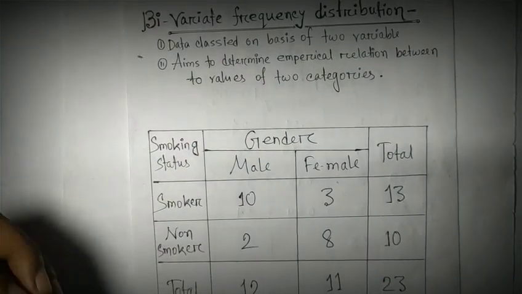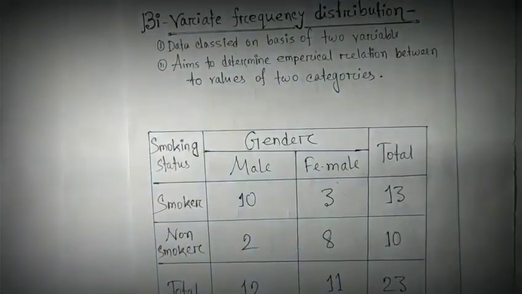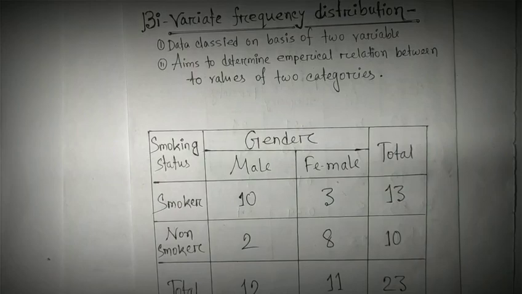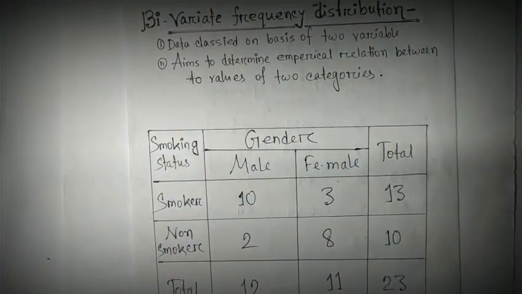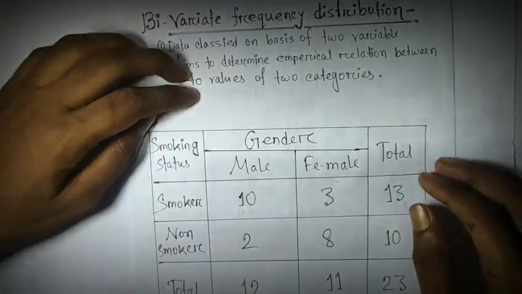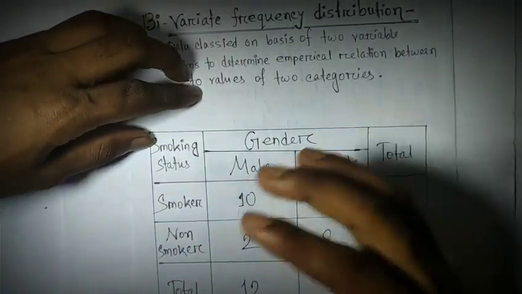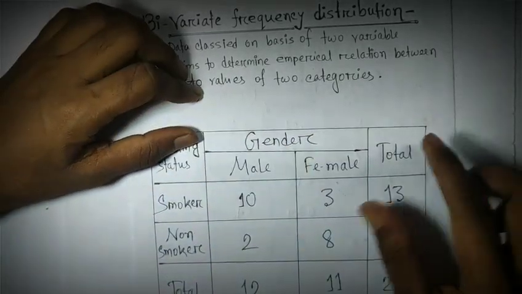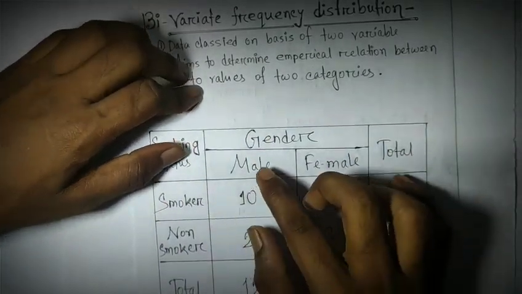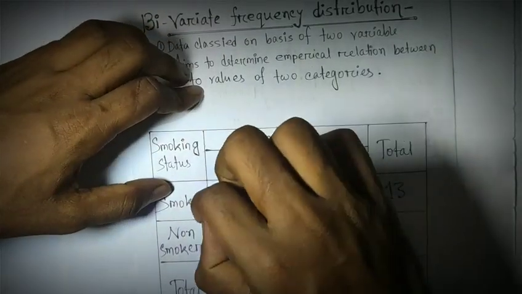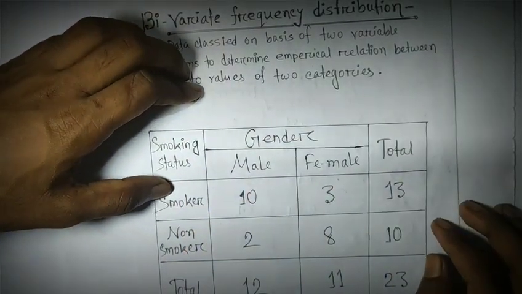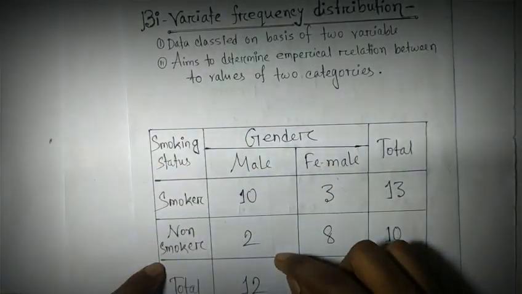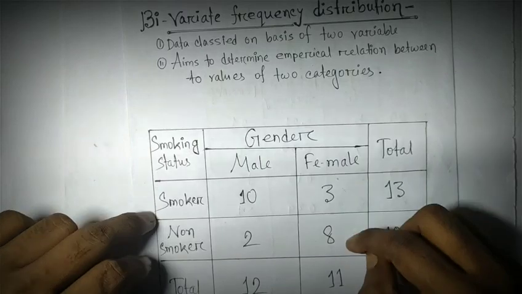Let us look at this. Here we are presenting a bivariate frequency distribution. That is, data classified on the basis of two variables. And bivariate frequency distribution aims to determine the empirical relationship between two categories. So here you can see we are making an empirical relationship between gender and smoking status. In this diagram, you can see the number of males and females as well as the number of smokers and non-smokers. And you can see there are 10 males who are smokers, and 2 males who are not smokers, and 3 females who are smokers, and 8 females who are non-smokers.